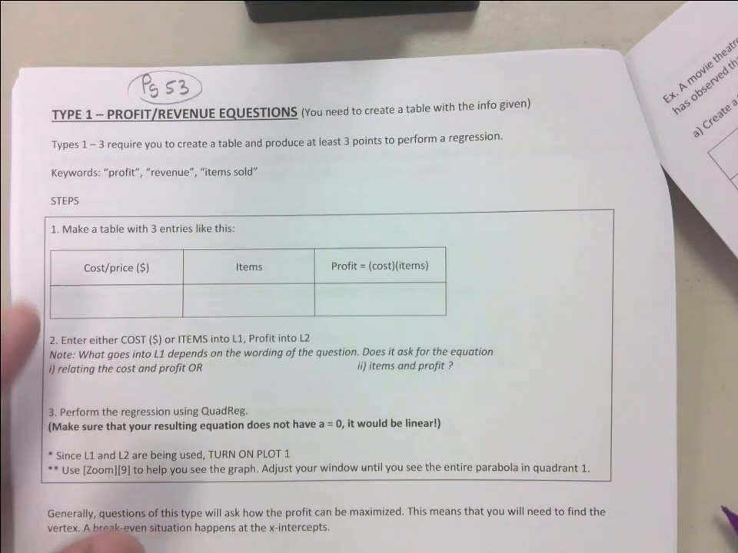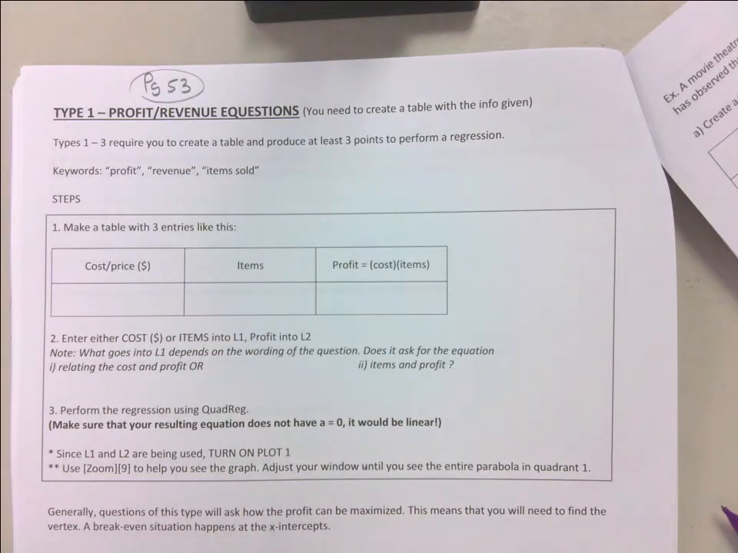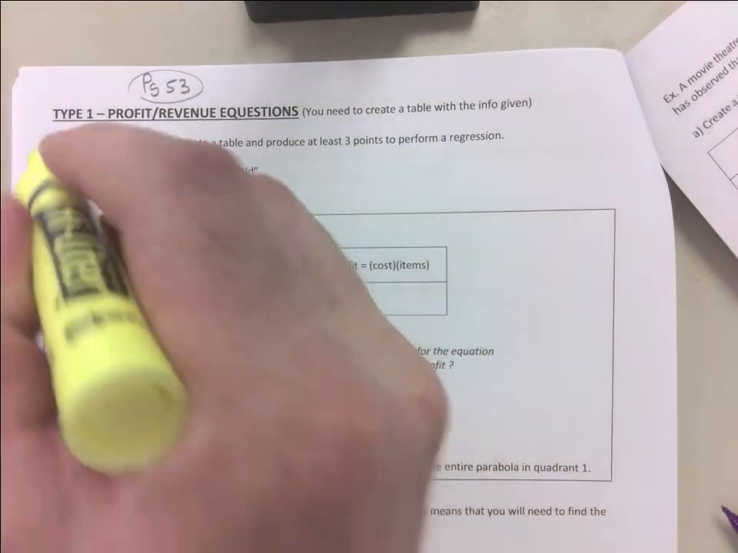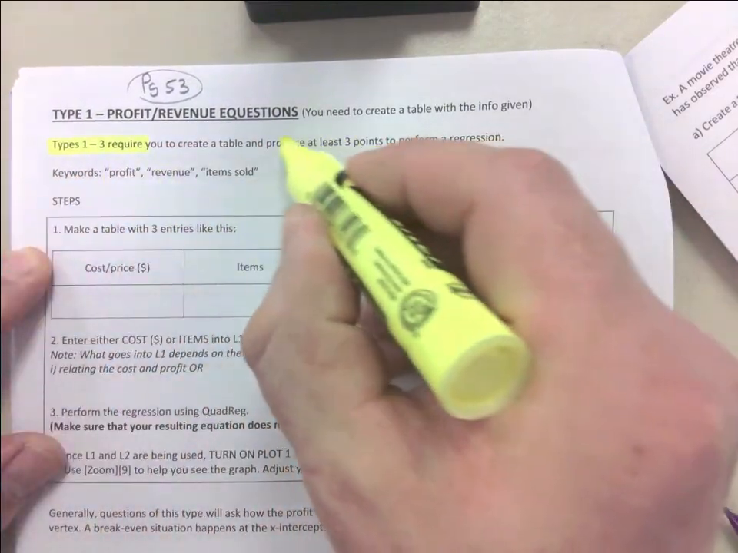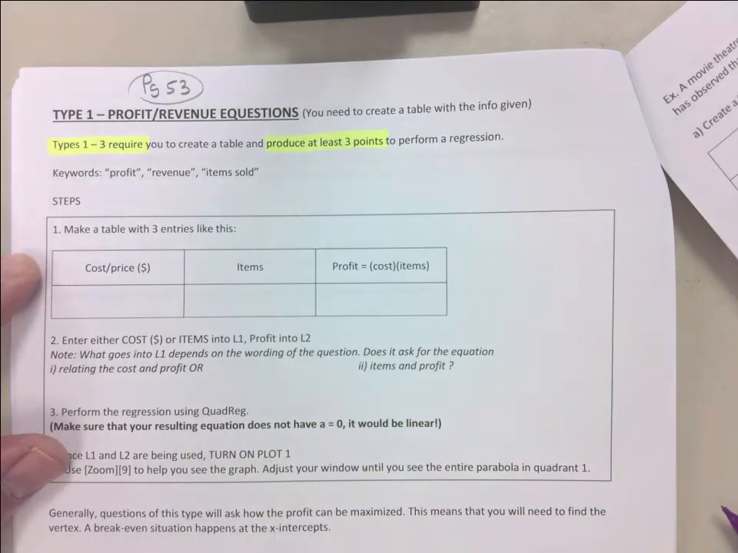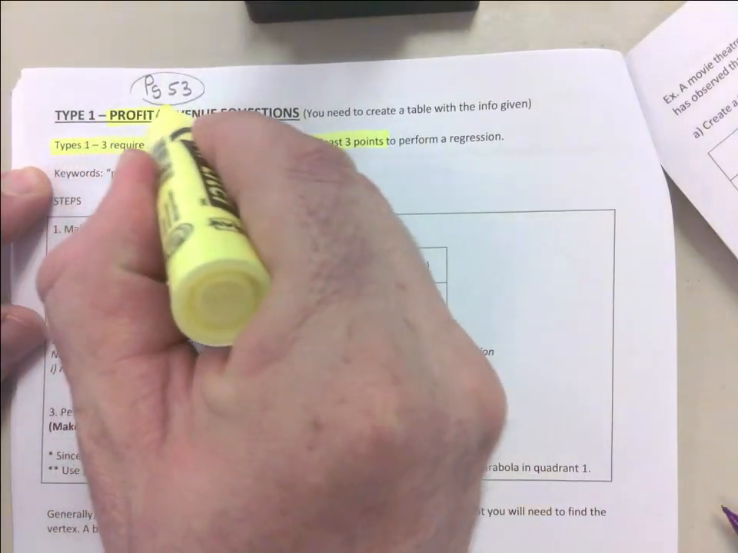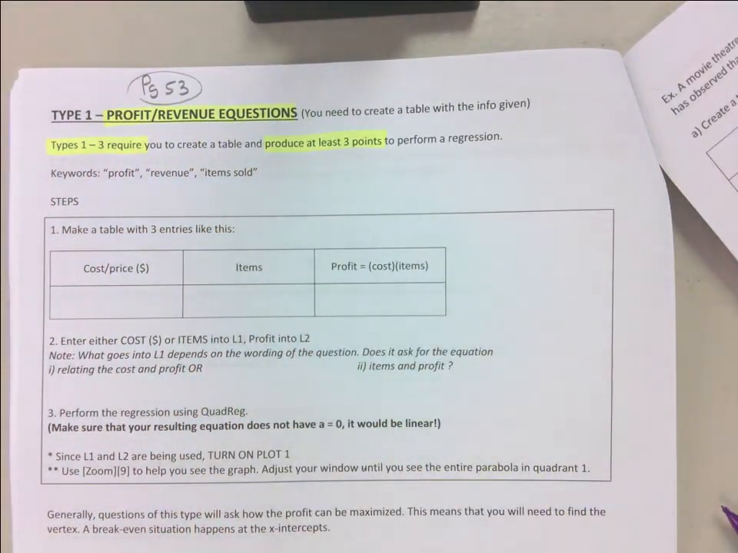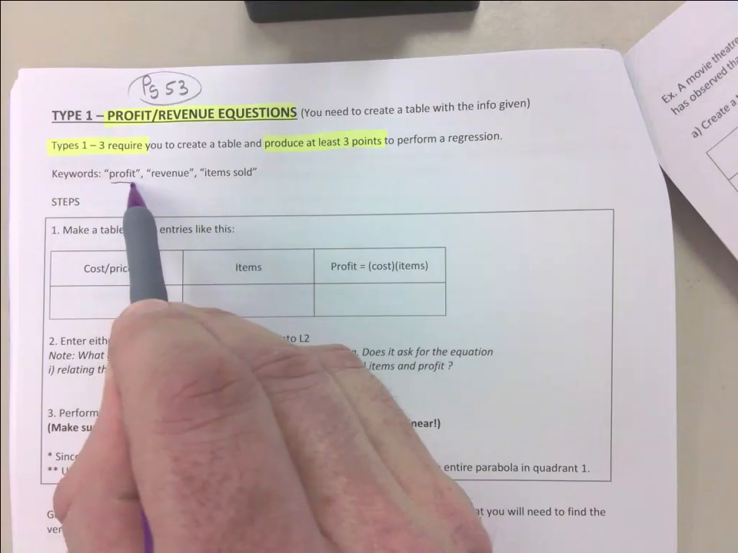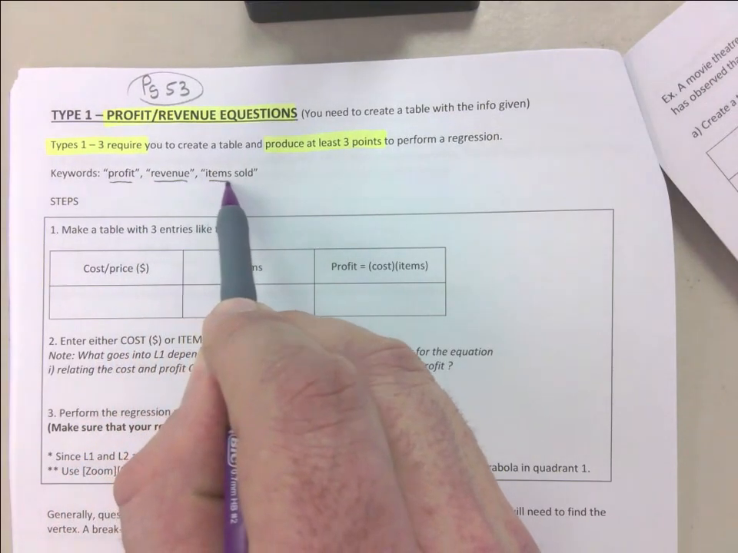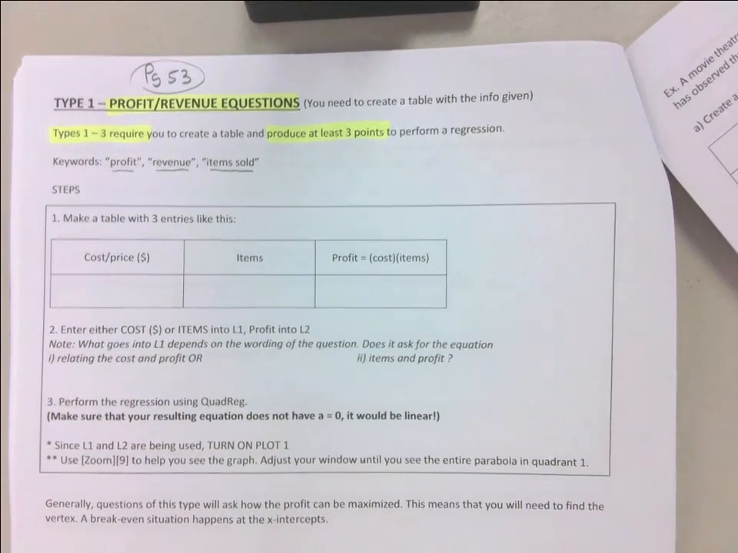So here it is. Type 1 to 3 require you to create a table and produce at least 3 points. So I'll just flat out tell you, 1 to 3, you need to produce at least 3 points to come up with that. Type 1, I call this the profit/revenue questions. You will recognize it. It has to do with making money. Either you're selling tickets or something like that. There's money involved. So if it talks about profit, revenue, items being sold, you know where you land here.